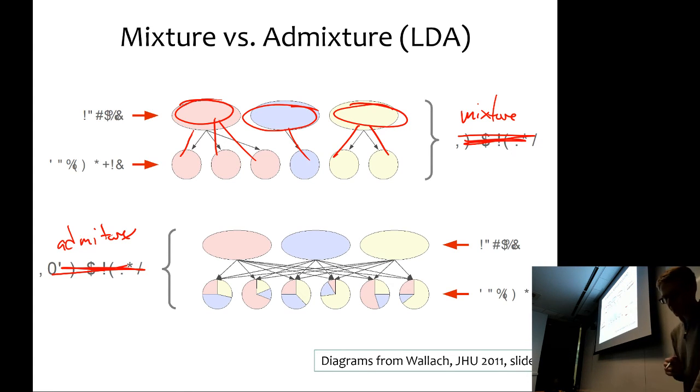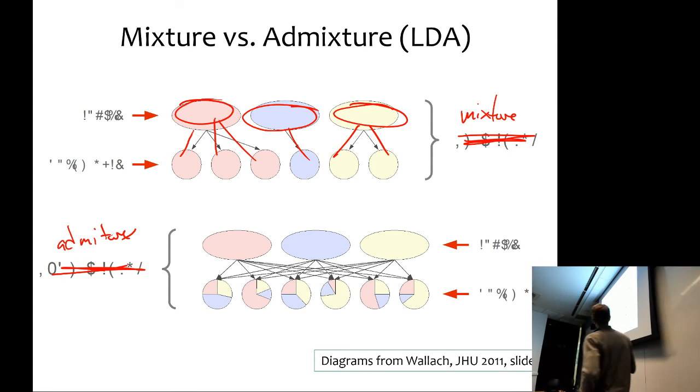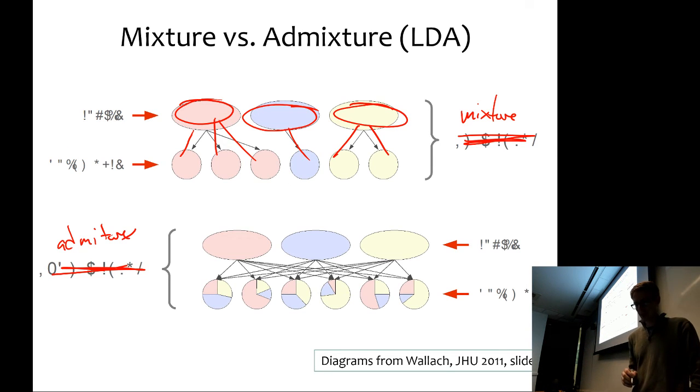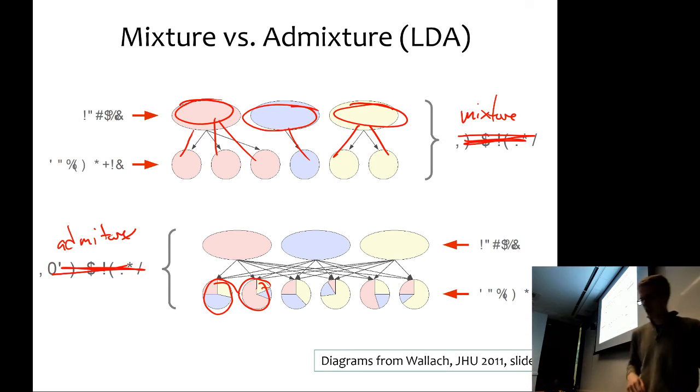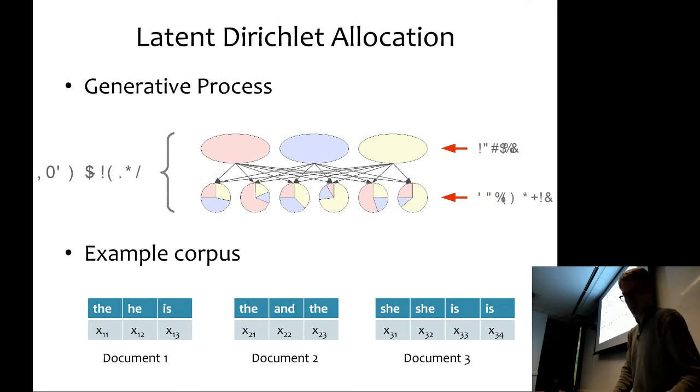And an admixture model does something different. It says, okay, let's actually have each document be a mixture of multiple topics. So our first document is going to be 1/3 red, 1/3 yellow, 1/3 blue. And then our second document is going to be mostly red with a small probability of being yellow or blue, and so on down the line.